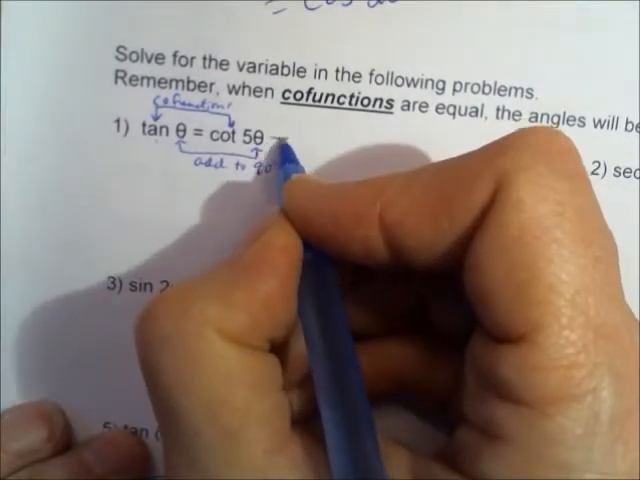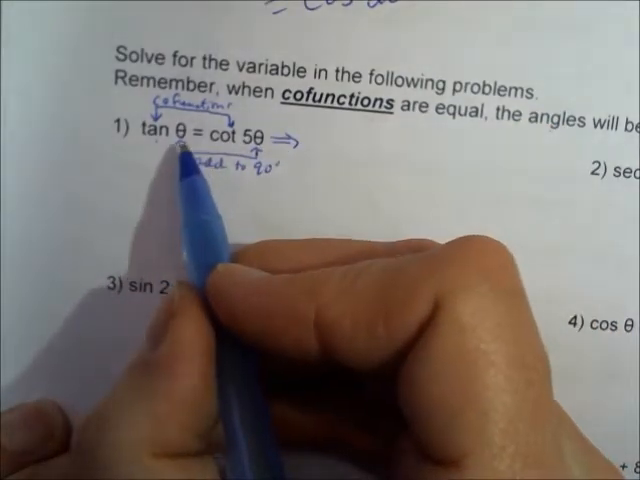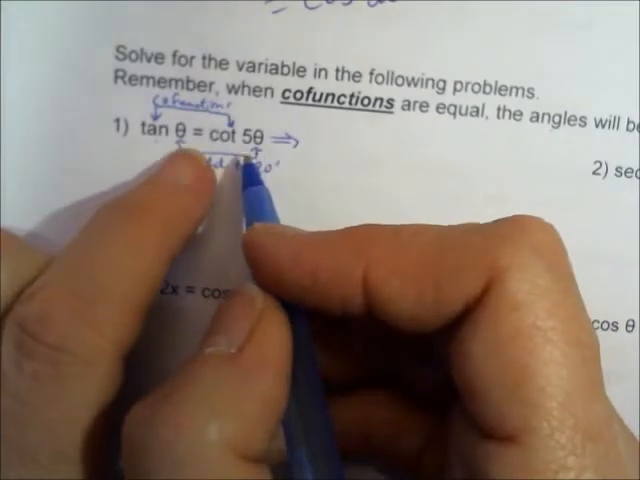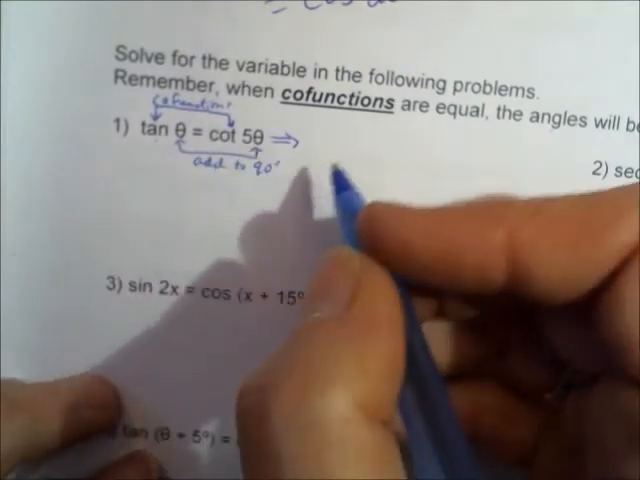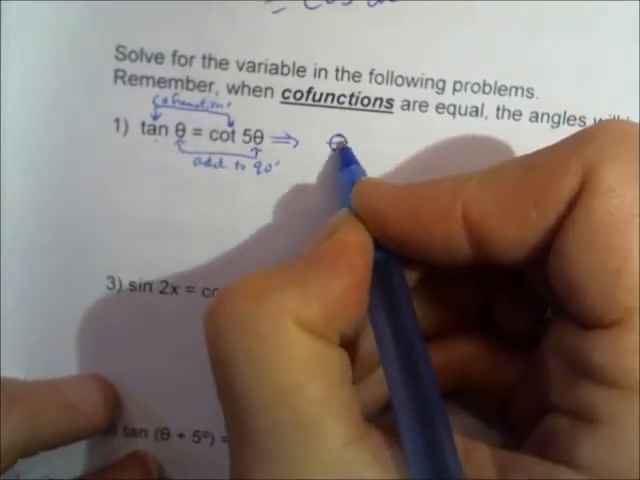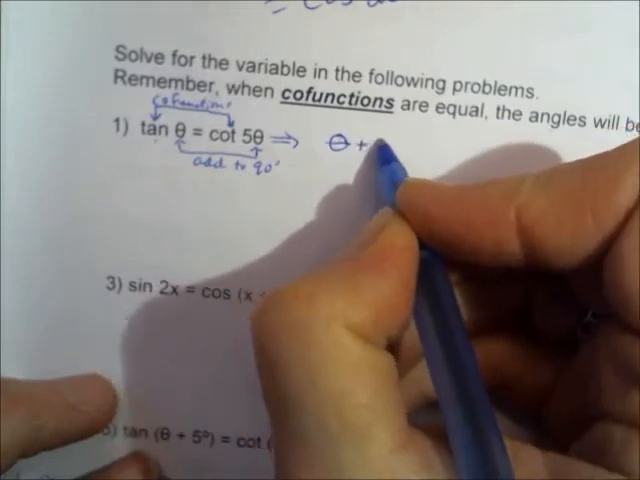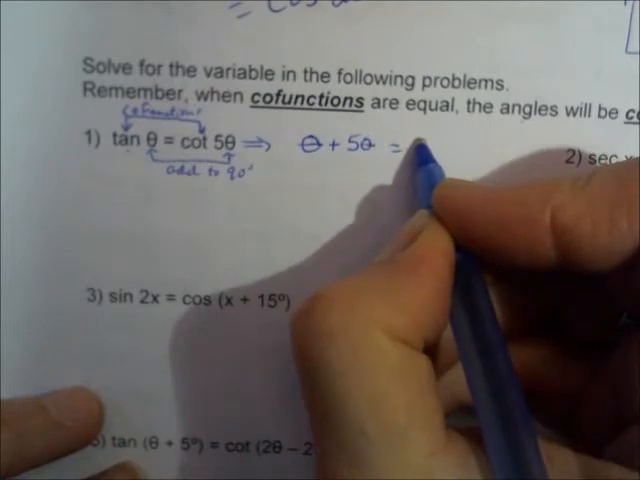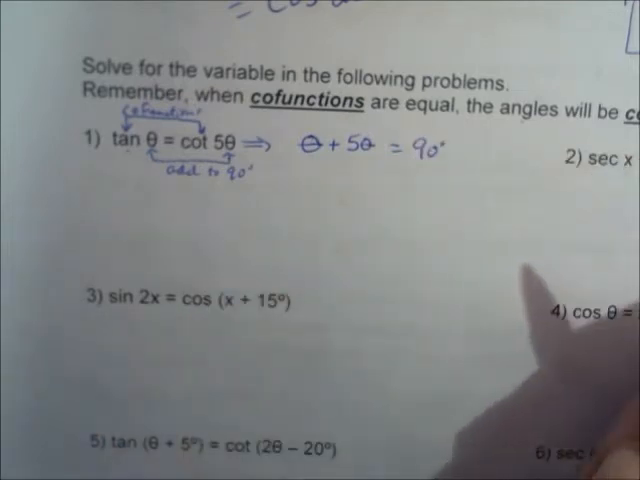And so how we would set this up is don't ever set theta equal to 5 theta. That's what a lot of people do. They just think the angles are equal to each other. Please don't do that. All you have to do is add up those angles, in this case theta plus 5 theta, and set it equal to 90 degrees, and then you'll find theta.